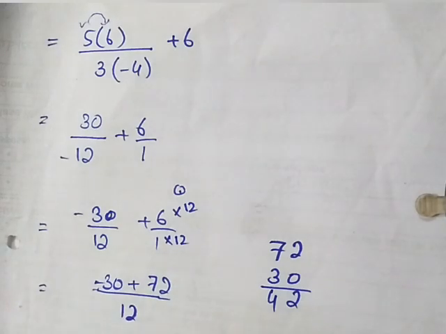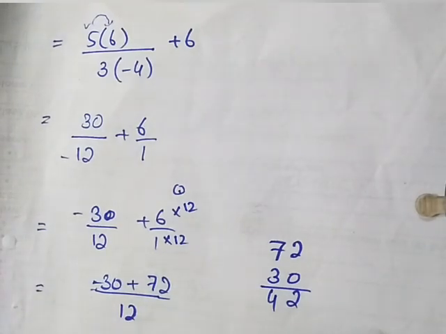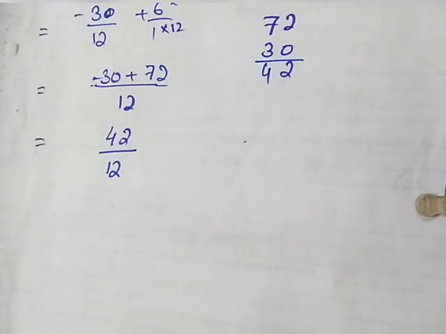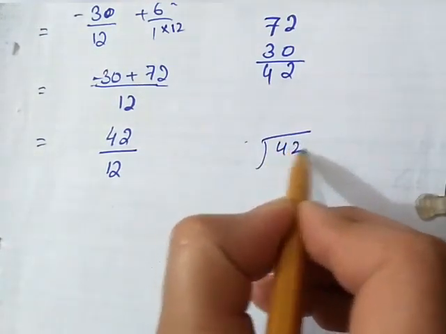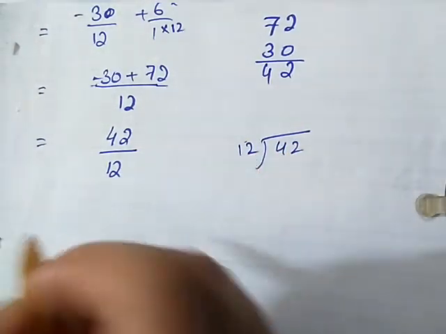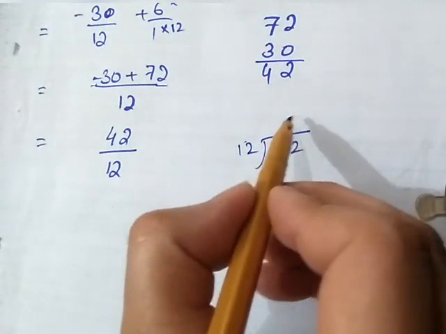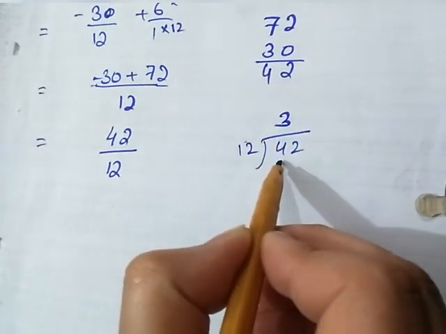That is 42 divided by 12. For putting the sign, look at both the terms, which term is greater. The greater term is 72, so we put the sign of 72 here. Now you can see that it is an improper fraction, so we divide 42 by 12, or you can also do the cutting. So 12 3s are 36.